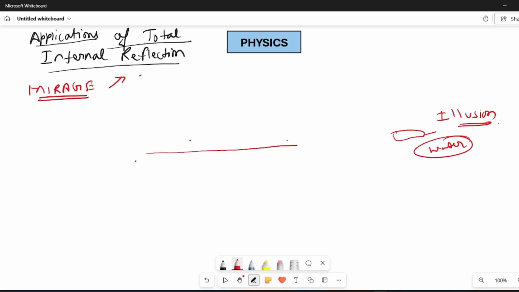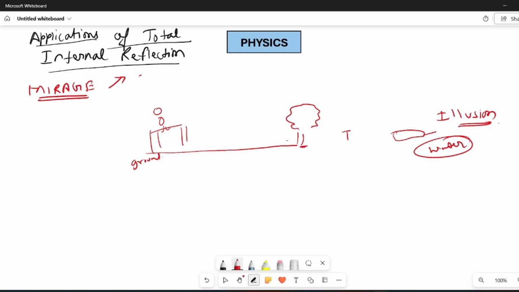Suppose this is my ground surface. Now, if you're traveling, suppose there is a camel here and you're sitting on top of it, like this, and at a very far distance there is a tree. What is going to happen? The air in contact with the ground, when the heat is very high at noon time, the temperature is going to be very high.